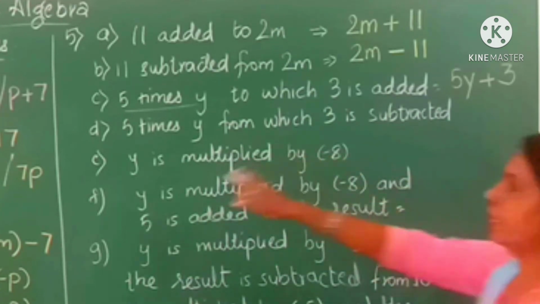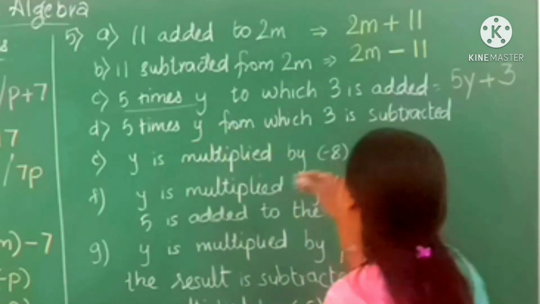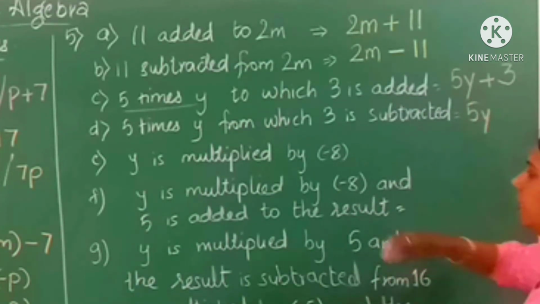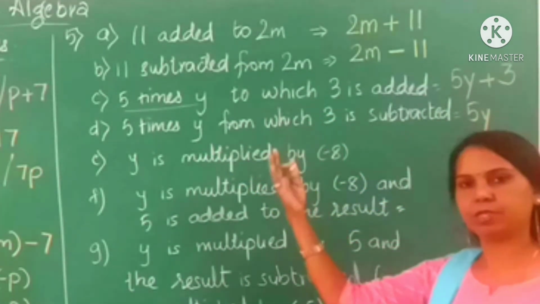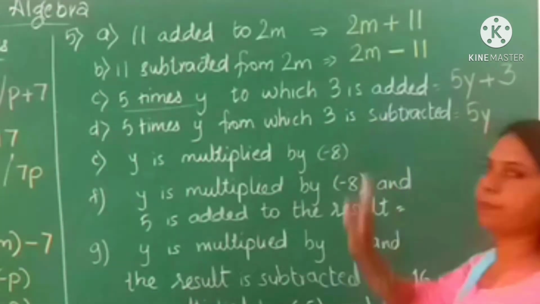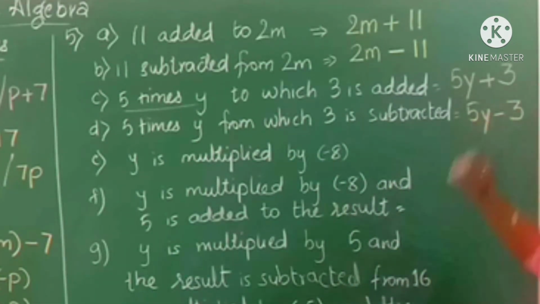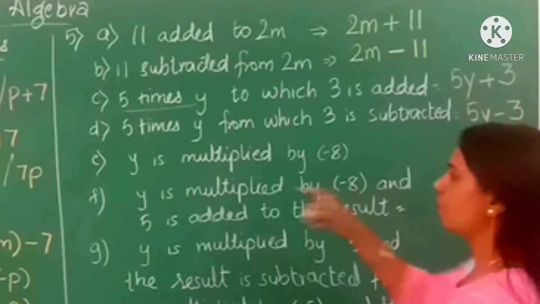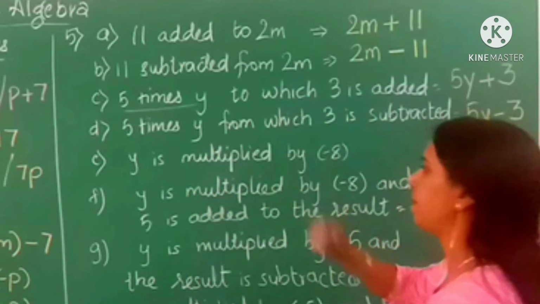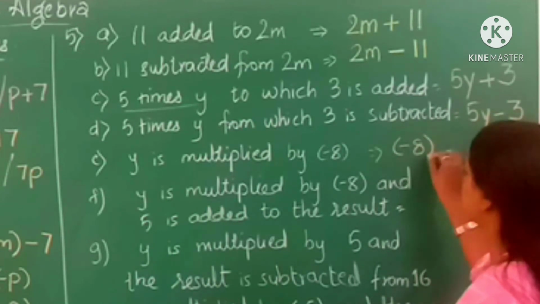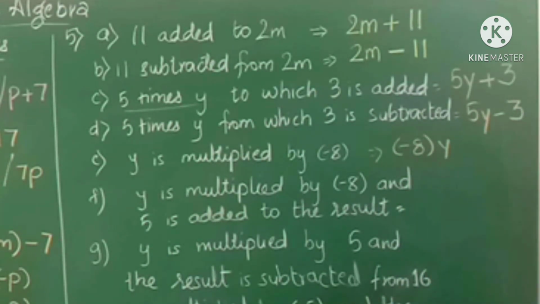Next again 5 times y, that is 5y. Now here what is the thing? From which 3 is subtracted. What is subtraction in this number? 3 is subtracted. So our expression is 5y minus 3. Next is y is multiplied by minus 8. So our expression is minus 8 and the variable y.